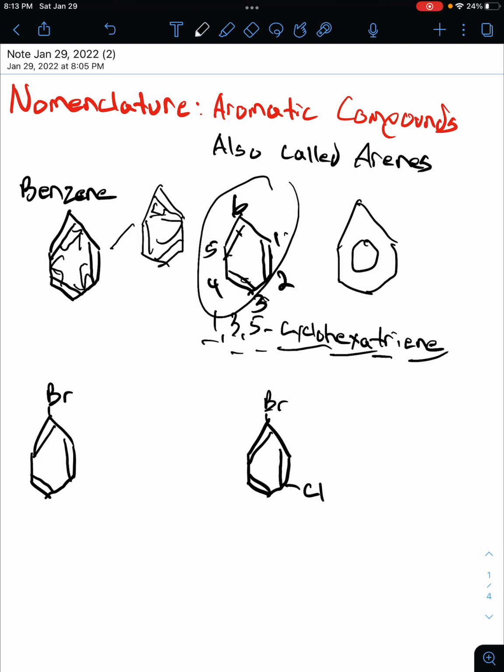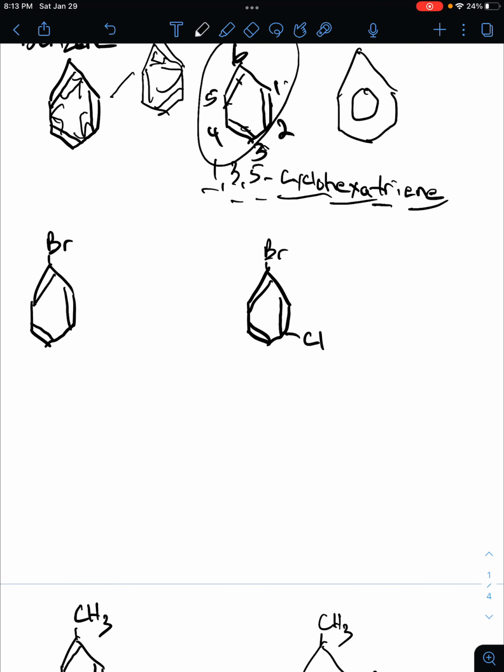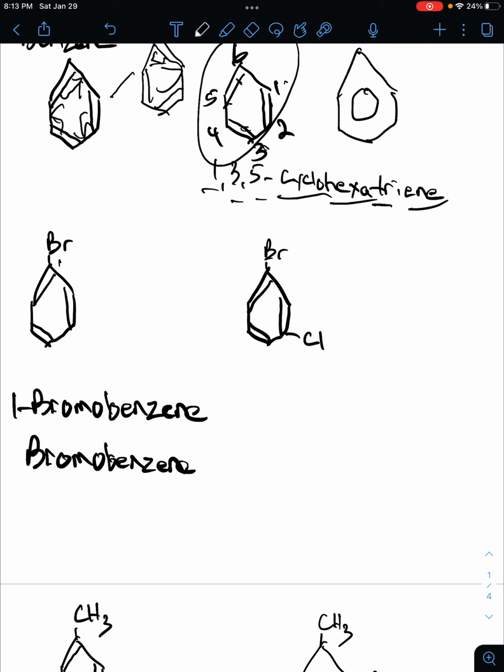So what if we added a bromine group onto this benzene ring? If we added a bromine group onto it, this would simply be 1-bromobenzene. You would start numbering at the substituent that's the only substituent on the ring, and name that 1. Really, the 1 is redundant. You can just name this bromobenzene, but it's good practice to go ahead and put the 1 in there.